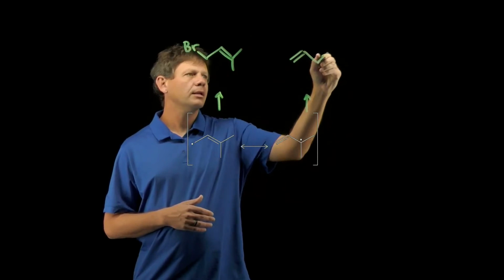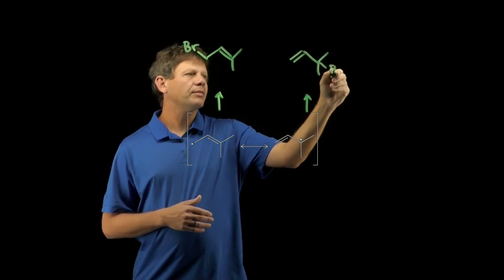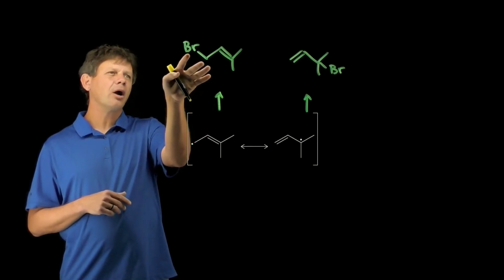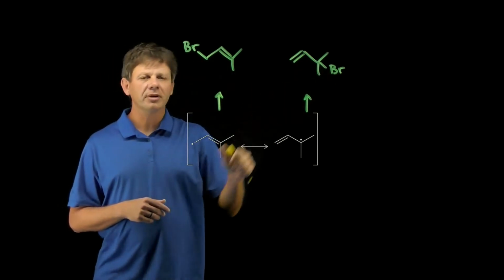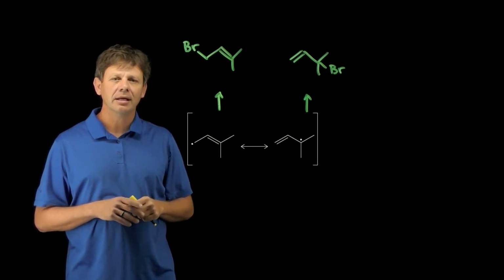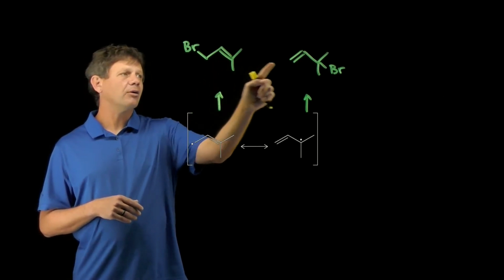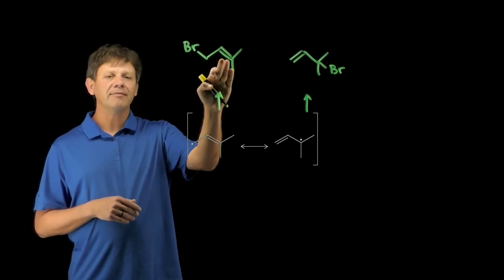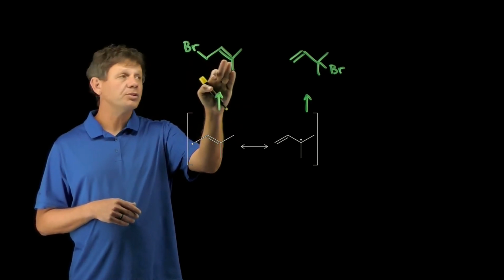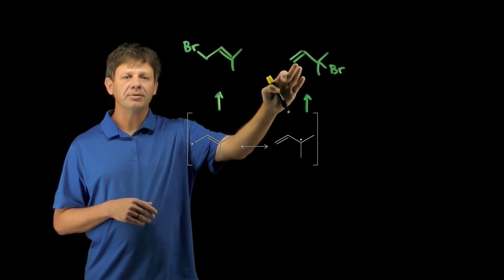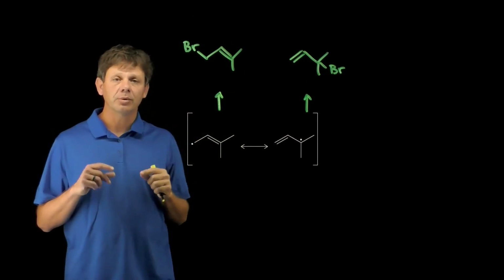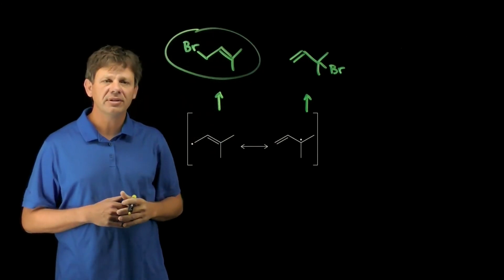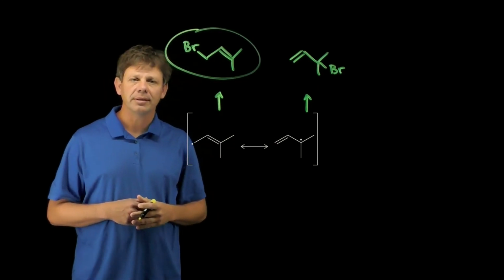Now, if we look at the two products, it may be hard to distinguish the difference between a carbon-bromine at the primary versus a carbon-bromine at the secondary. But if we look at the alkene, that's where we see the big difference. In this case, we have a trisubstituted alkene, which is more stable than the monosubstituted alkene here. As a result, this reaction is going to favor forming the most stable and most substituted alkene.